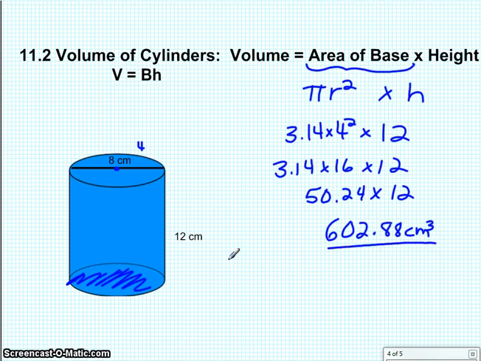So there you have the formulas for prisms, different shapes of prisms and cylinders, and it's really all from the same formula. So that is the volume of prisms and cylinders.